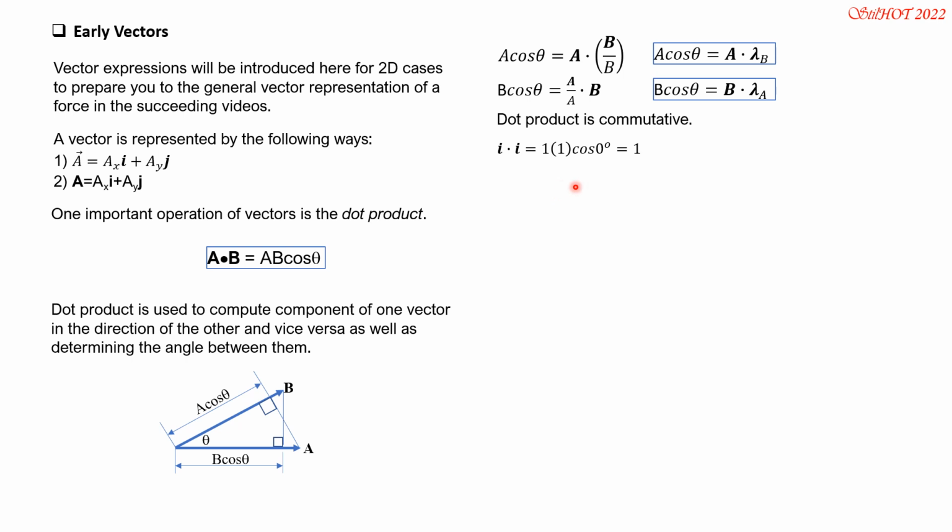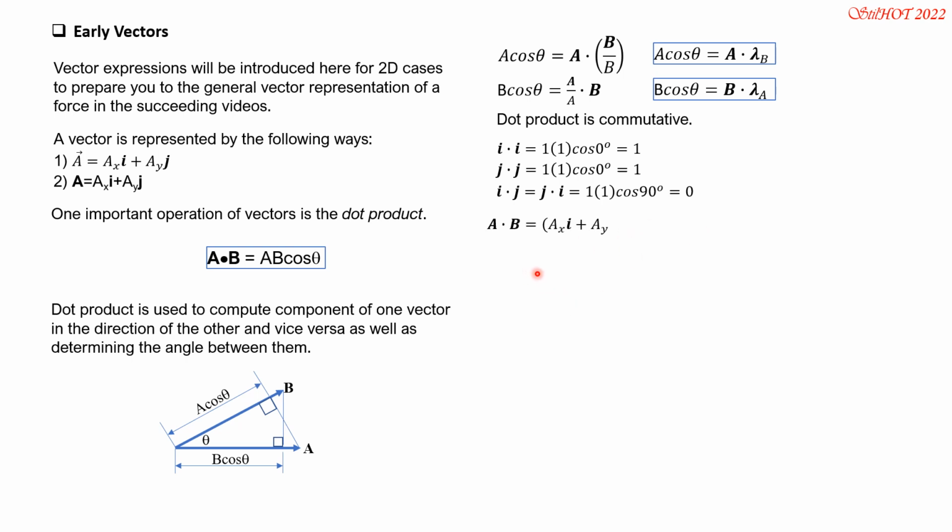So i dot i is 1 times 1 times cosine of 0 degrees. So that is 1, because the angle between unit vector i and another unit vector i is 0, and the magnitude of unit vector i is 1. Similarly, j dot j is also 1: 1 times 1 times cosine of 0, that's 1. While i dot j, or j dot i, equals 1 times 1 times the cosine of the angle between i and j, which is 90 degrees. Therefore, it is 0, since cosine of 90 is 0.